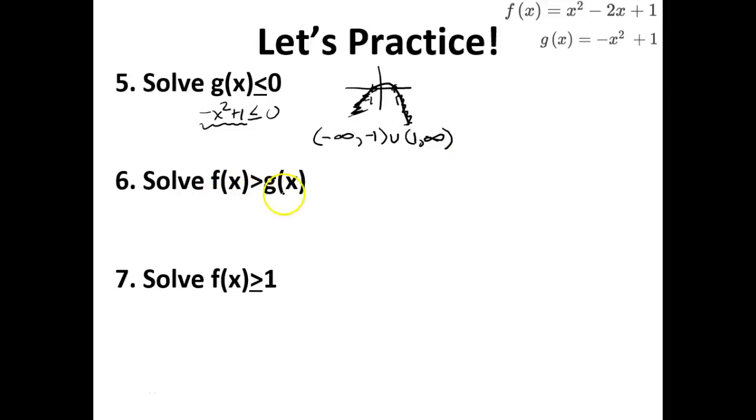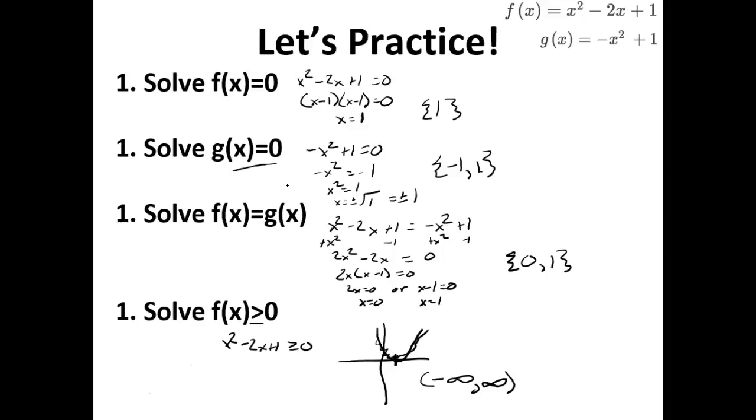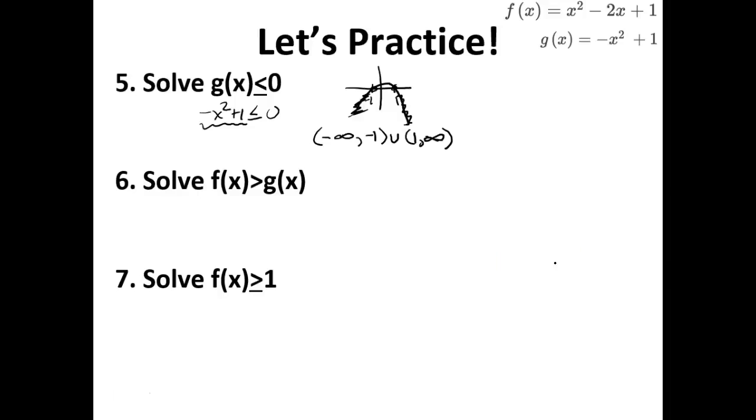Solve where f of x is greater than g of x. Well, I already know where they're equal, they're equivalent at 0 and 1. So on a graph, they're equivalent at 0 and 1, like that. That came from solving this right here, x squared minus 2x plus 1, when we solved when it was equal to negative x squared plus 1.